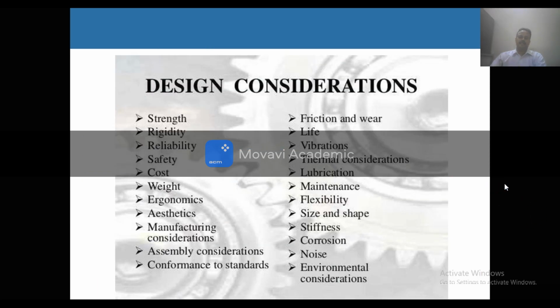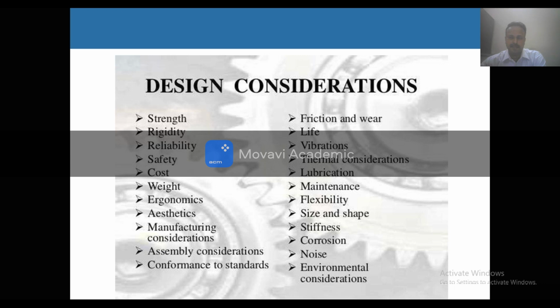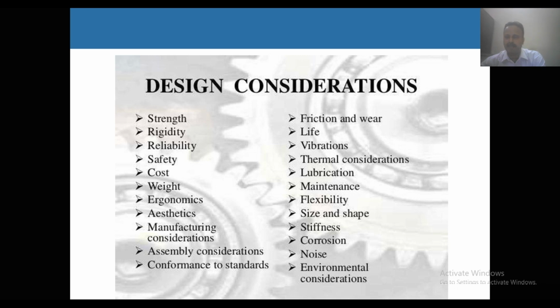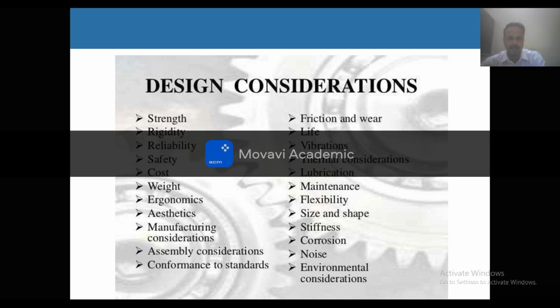Now the design considerations. These are the various factors based upon which we decide what features need to be seen while designing a product. Strength means what is the stress that the body can withstand without failure. So strength forms a criterion for most of the design of products.